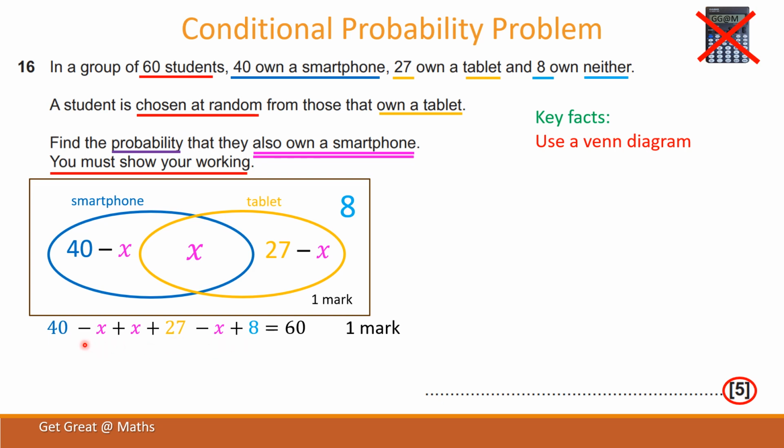And we need to work out the x value. So minus x plus x minus x will leave me with 75, take away an x. And that will still equal this 60.